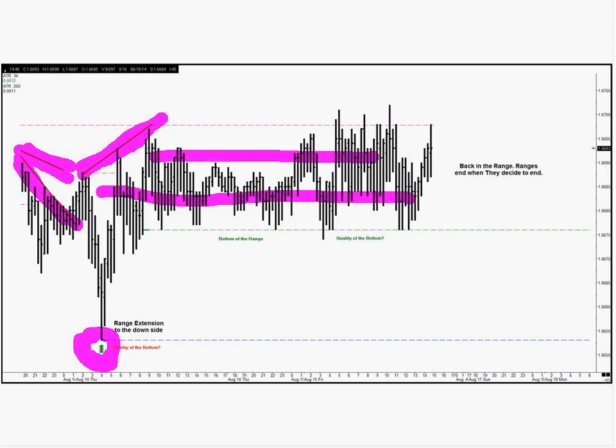Now remember this about ranges. Ranges end when they decide to end. They don't end when you're tired. They don't end when I'm tired, that's for sure. They end when they end. So you have to watch and you have to look for clues. I don't want to trade in a range, especially a range this small.